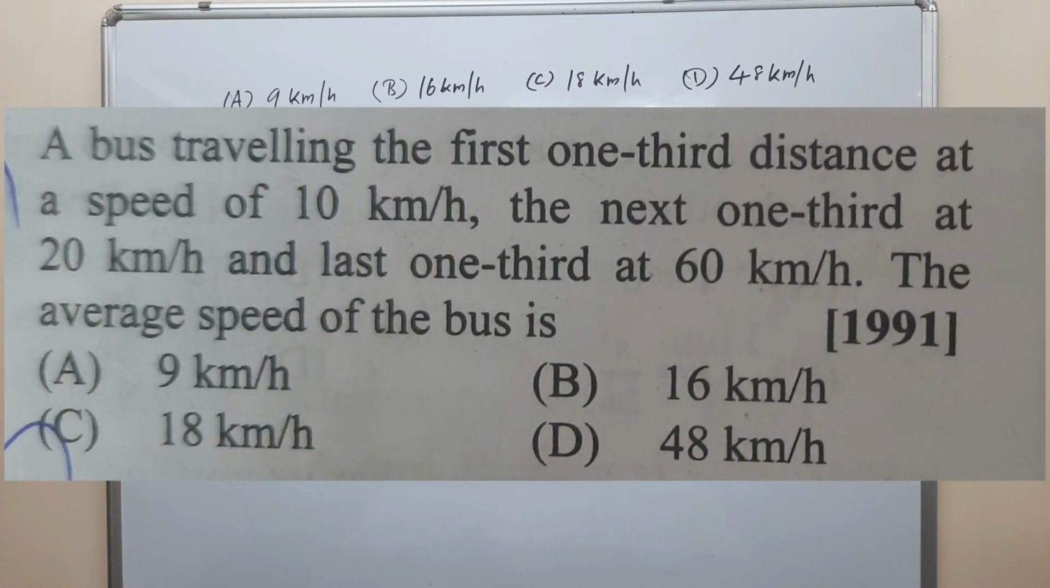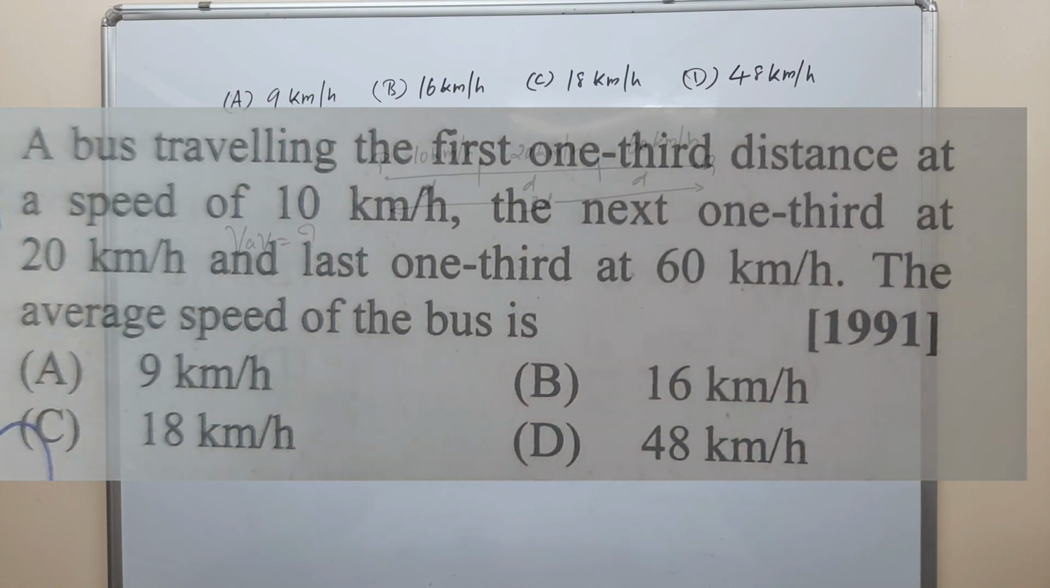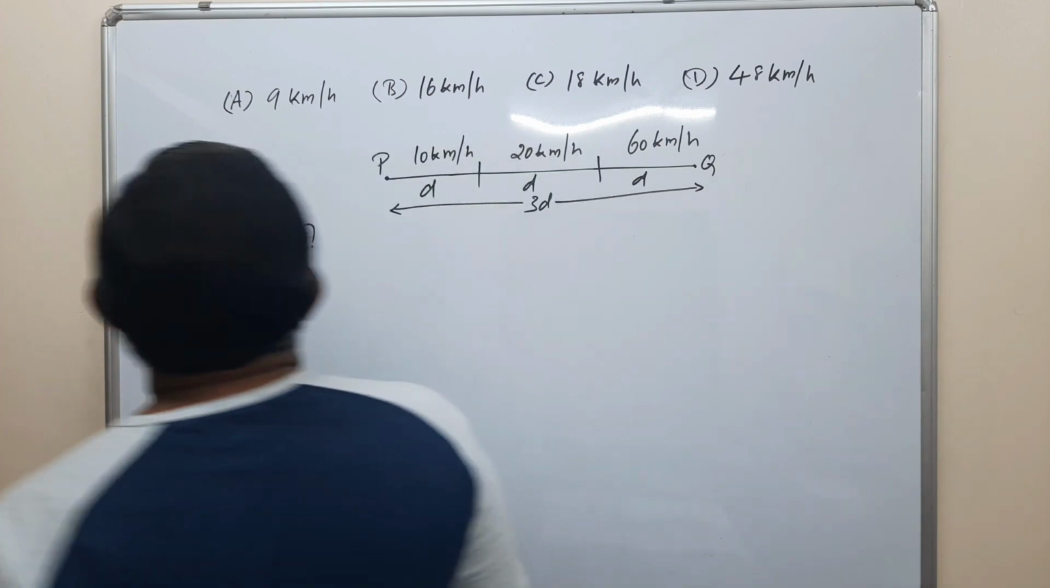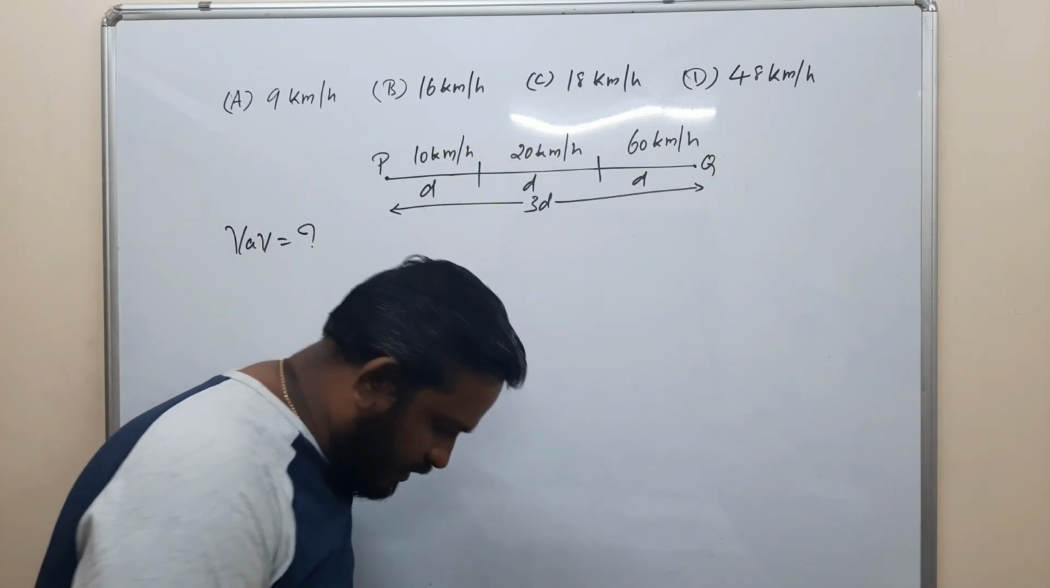Third question: a bus traveling the first one-third distance at a speed of 10 km per hour, the next one-third at 20 km per hour and the last one-third at 60 km per hour. The average speed of the bus is? These are the four options given for this question.